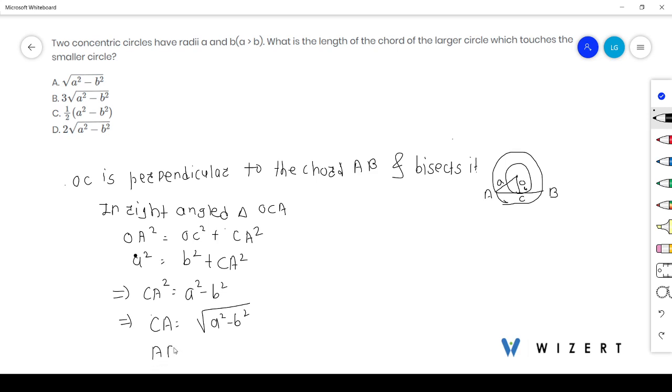As AB equals 2CA, because the perpendicular drawn from the center bisects the chord, AB will be 2 times AC.